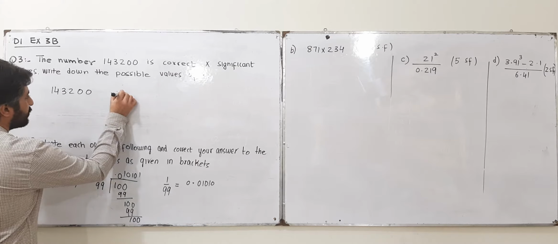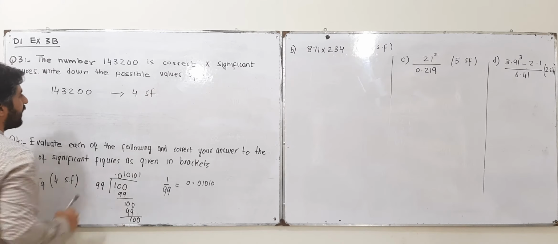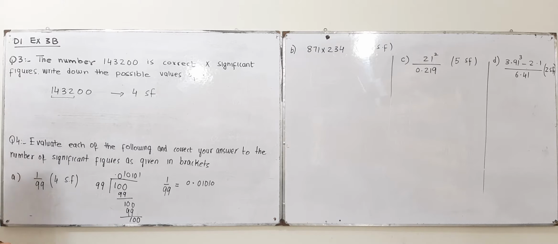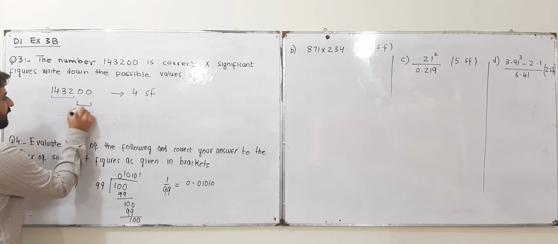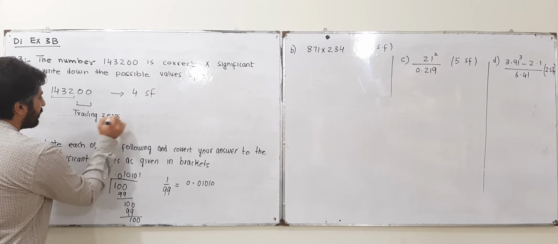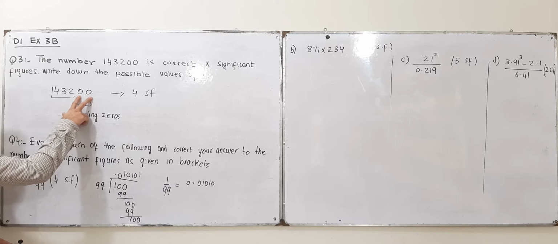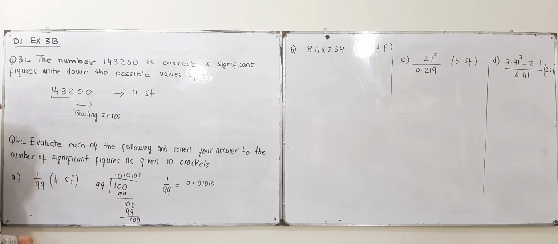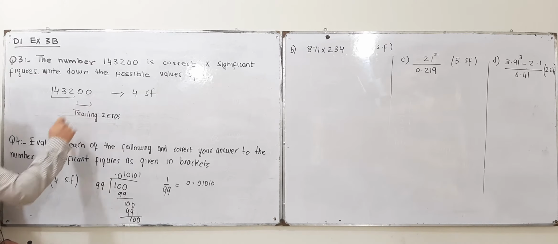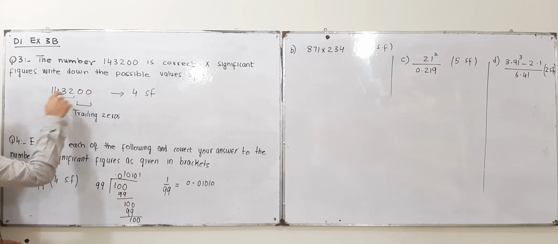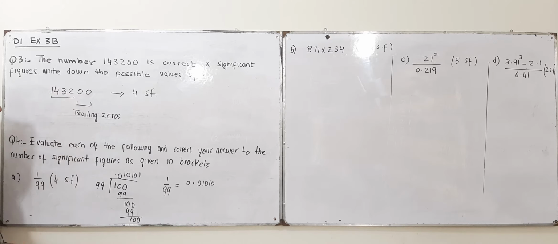you can say that it has 4 significant figures, and the reason is that these 4 numbers are significant, while the zeros, which we term as trailing zeros, are not significant unless you have a decimal anywhere in your number. We don't have a decimal anywhere in the number, so in this condition it has 4 significant figures: 1, 4, 3, 2. They are significant.